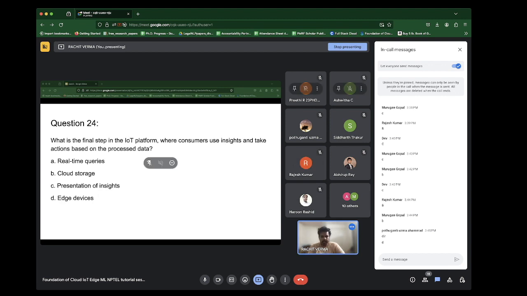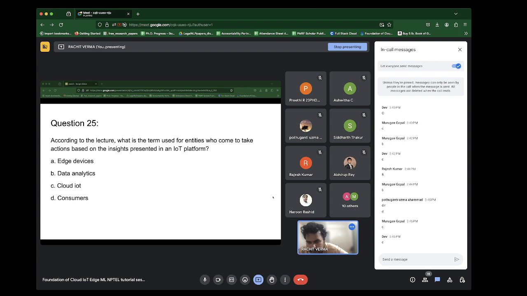So question 24, what is the final step in the IoT platform where consumers use insights and take actions based on the processed data? Once again, this is a repeat of the previous one, but I think you'll be able to answer this. Yes, see, it's presentation of insights. So what term is used for entities who come to take actions based on the insights present in an IoT platform? Is it A, edge devices? Is it B, data analytics? Is it C, cloud IoT? Or is it D, consumers?